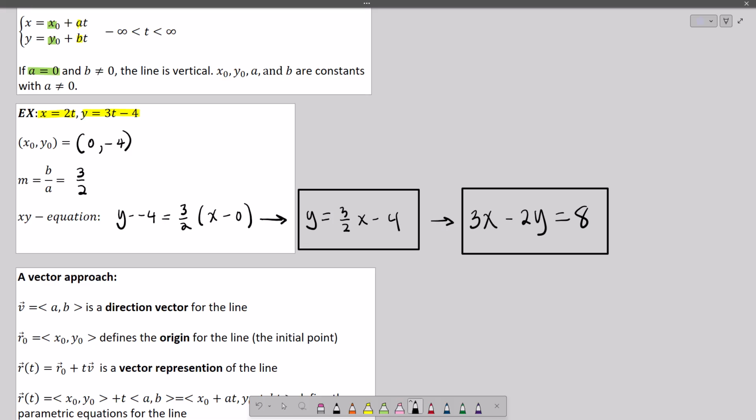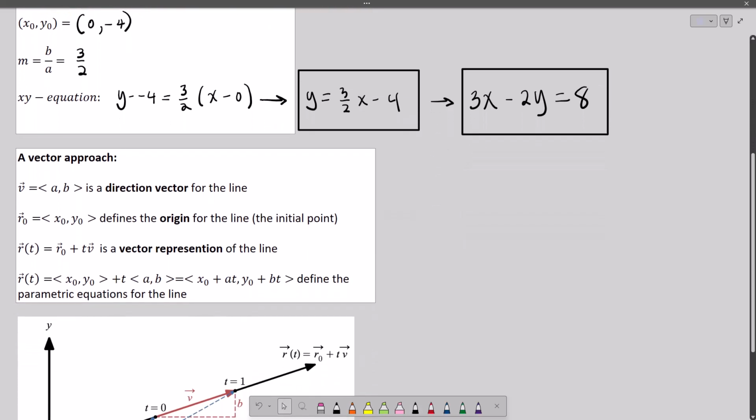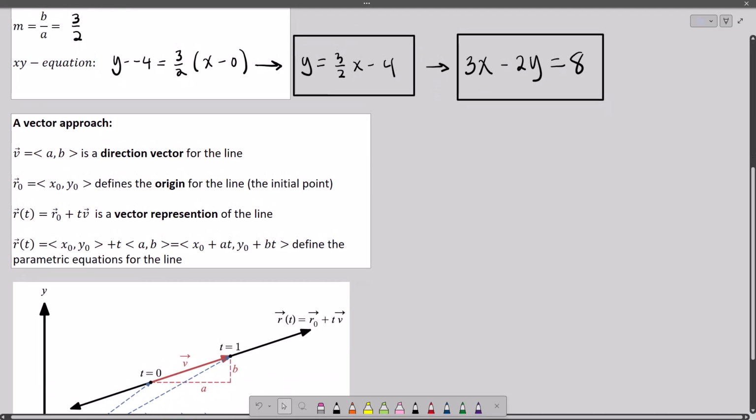So if it asks for the equation of a line, slope-intercept form is usually totally fine, but if they want it in general form, you usually write it ax plus by equals c, and you usually get rid of fractions. That would be the standard form of the general equation. Now, if you've studied vectors a little bit, you can do this with a vector approach also. It's not necessary, but you can.